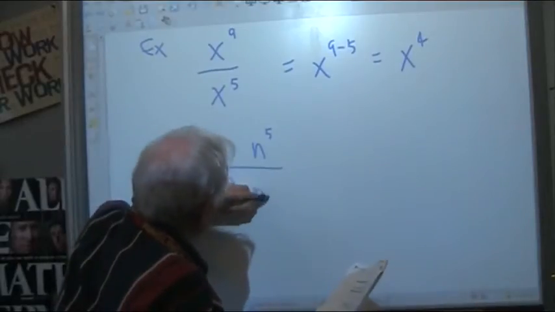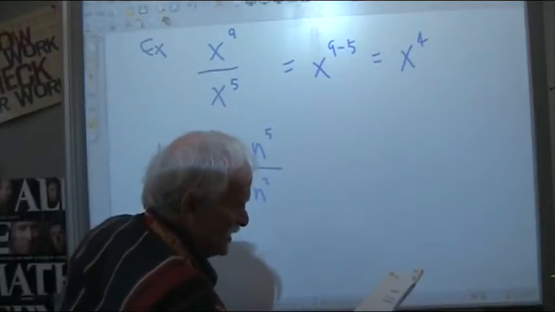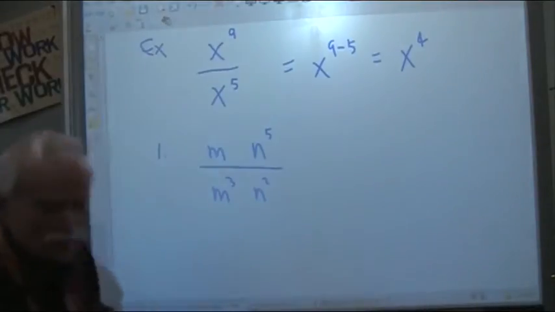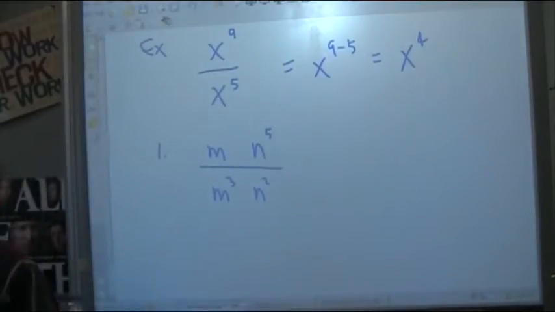Is that an R? No, m to the 5th. It's m times n to the 5th over m cubed m squared, n squared. All right.